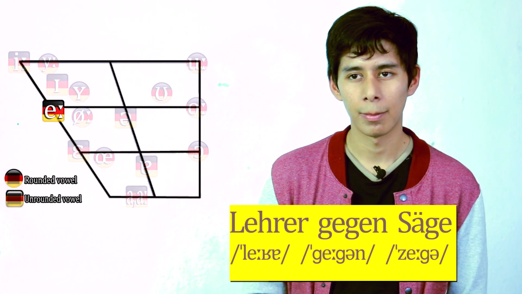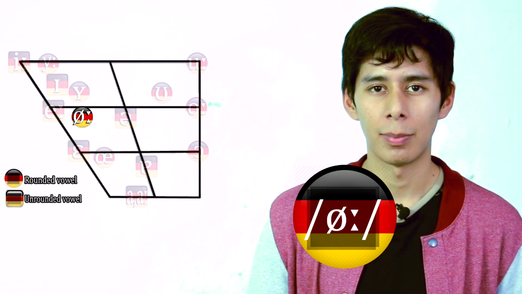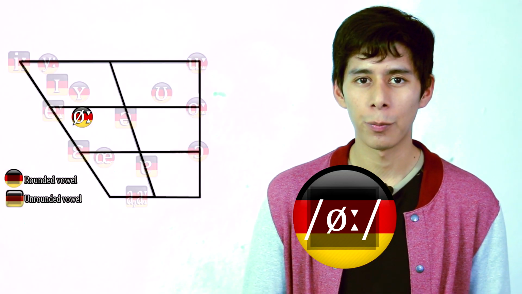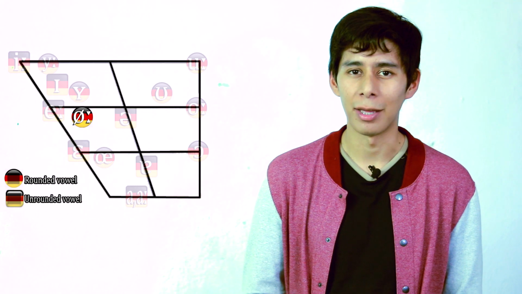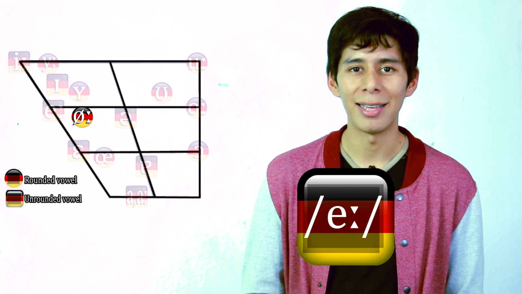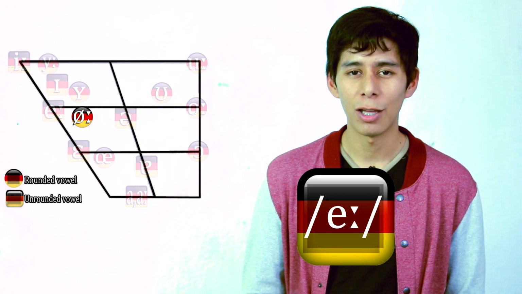The next vowel is the long ö. This sound can be difficult for English speakers, but as we can imagine, this is simply the rounded version of the long e.